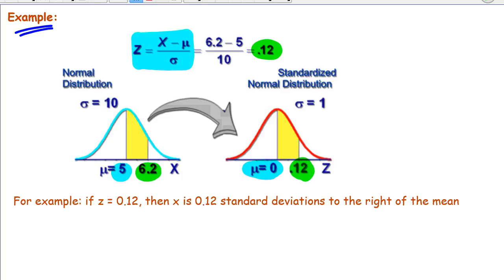So basically what it means here is that our x value, which is 6.2 in this example, is 0.12 standard deviations to the right of the mean. Okay? Just to give you an idea of what's happening here, the relationship between x values and z-score. Remember, all those calculations are done using this formula here. This is the most important formula.